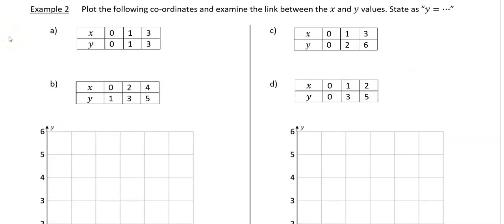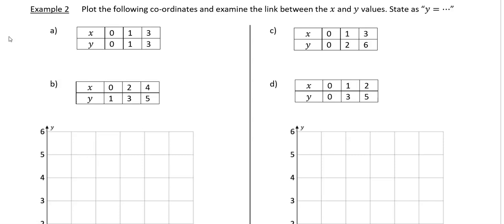Okay, what we're going to do in this example, it says plot the following coordinates and examine the link between the X and the Y values. And then you state it as Y is equal to. So for example, Y equals X, or Y equals X plus 2, or Y equals 4X minus 1, whatever it happens to be. So we have to find out what the link is between them.